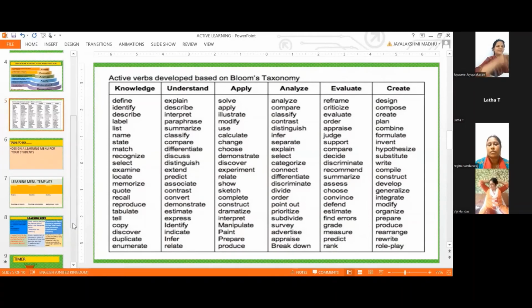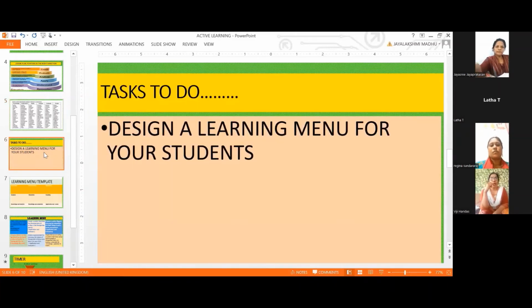I don't know whether I have taught you a long back, Anupama, about the learning menu. I didn't go deep, I think so. Ichi ma'am, any idea? Did I talk to you about the learning menu or something? I didn't remember. So how to create the task.